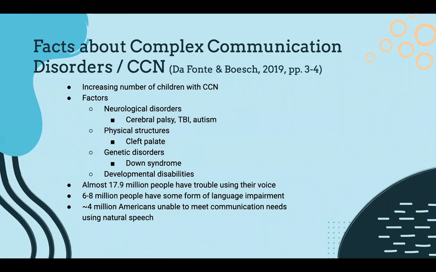Some facts about complex communication needs, otherwise known as CCN. There are an increasing number of children with CCN. Some factors that go into this are neurological disorders like cerebral palsy, traumatic brain injury, and autism. Physical structures like cleft palate, genetic disorders like Down syndrome, and developmental disabilities. Almost 17.9 million people have trouble using their voice. 6 to 8 million people have some form of language impairment, and approximately 4 million Americans are unable to meet communication needs using their natural speech.